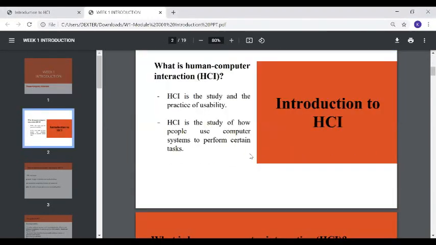So what is human-computer interaction? HCI is the study and the practice of usability. HCI is the study of how people use computer systems to perform certain tasks. Human-computer interaction is a multidisciplinary field of study focusing on the design of computer technology and in particular the interaction between human, the user, and the computer. While initially concerned with computers, HCI has since expanded to cover almost all forms of information technology design.